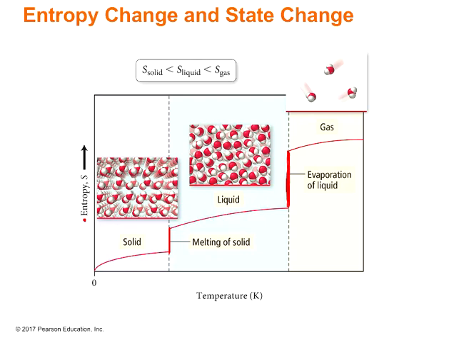Another way that you can summarize this is solids are very ordered. Liquids are a little bit more disordered. And then gases are very disordered. So entropy is increasing from solid to liquid to gas.